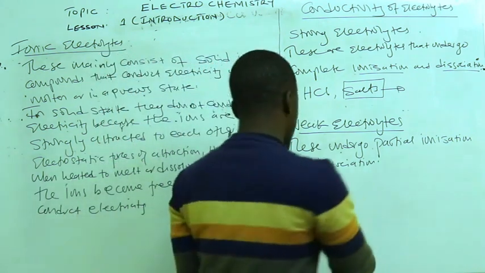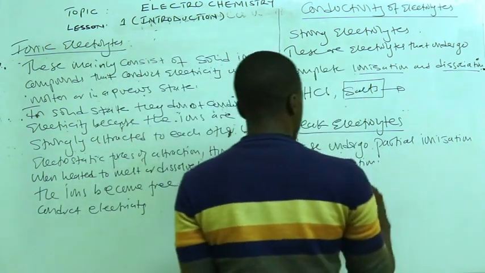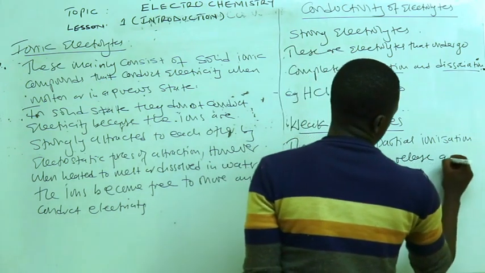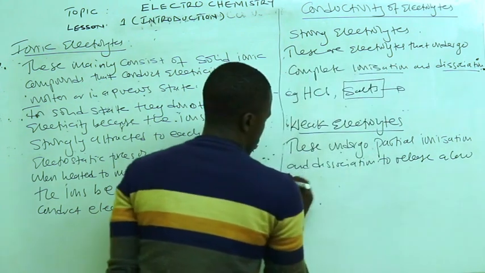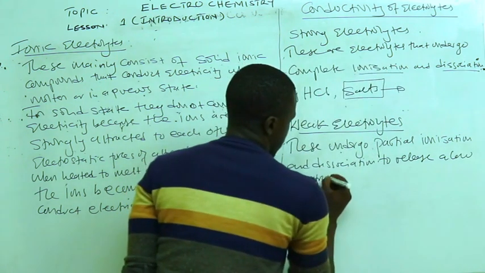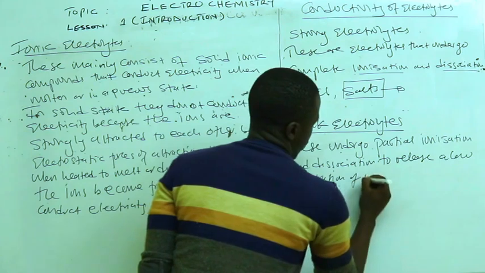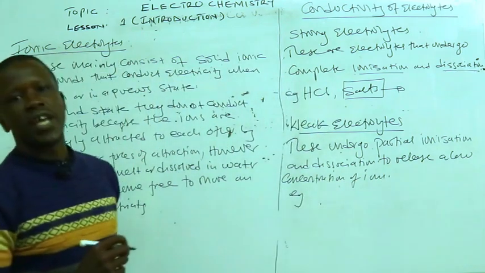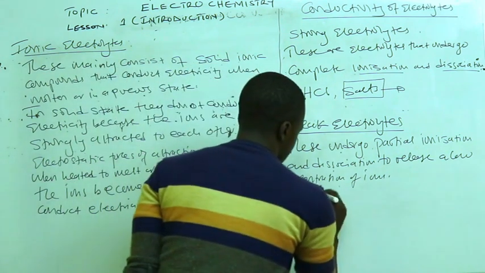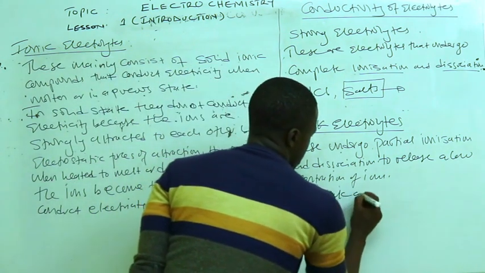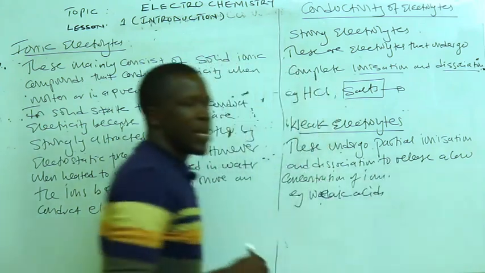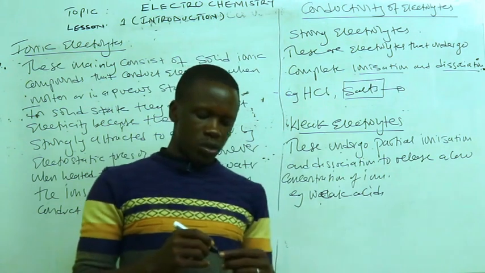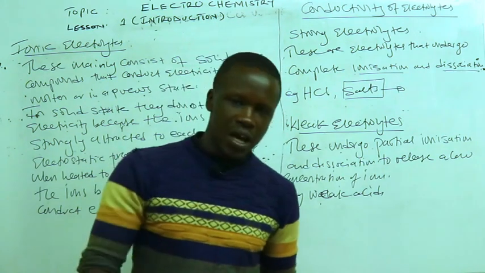So they undergo partial ionization and dissociation to release a low concentration of ions. In this case, we would look at weak acids, for example. Weak acids are regarded to be weak electrolytes because when dissolved in water, they undergo partial ionization.